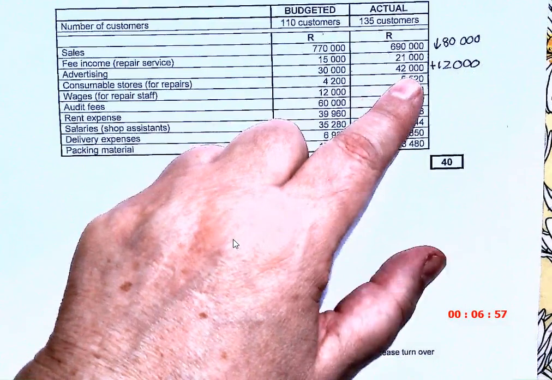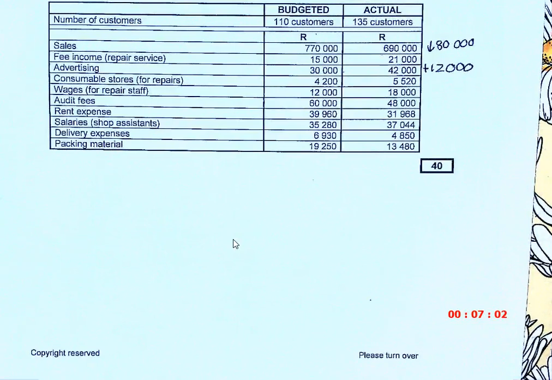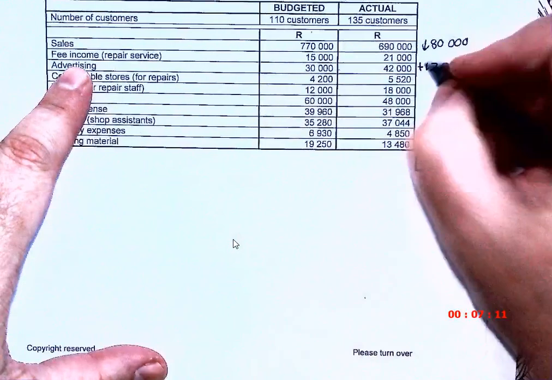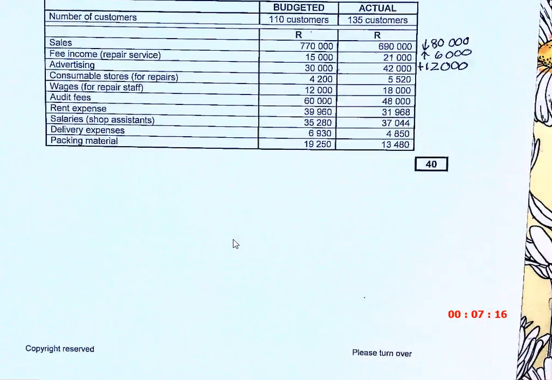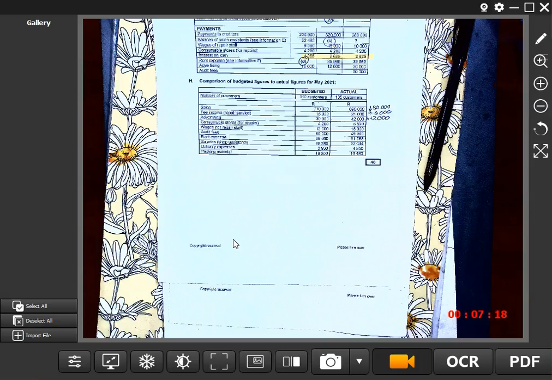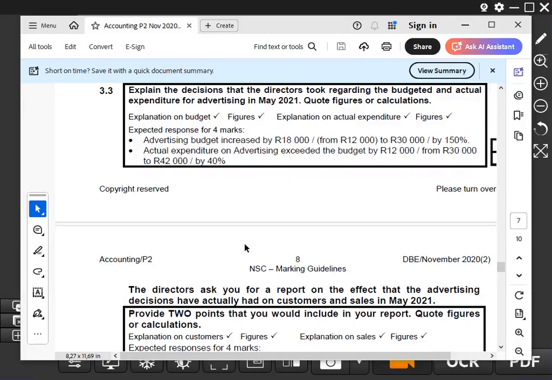Now I want to ask you something. Did they only do sales? Is that the only business they have? No, they also got the fee income. Can you see there's the fee income? The fee income increased with 6,000. Okay, so now let's go see what they did, if they did the percentage thing or if they just said that. They say advertising increased. How did it increase with 18?